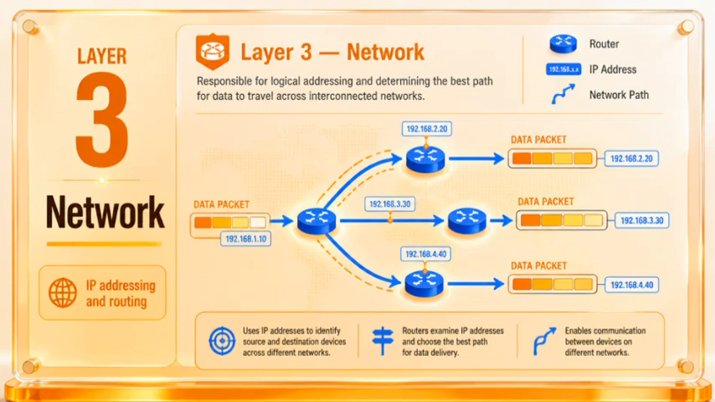Down to the network layer. This is where your data gets its destination address, the IP address. Routers live here. They decide the best path for your data to travel across the internet to reach its destination.